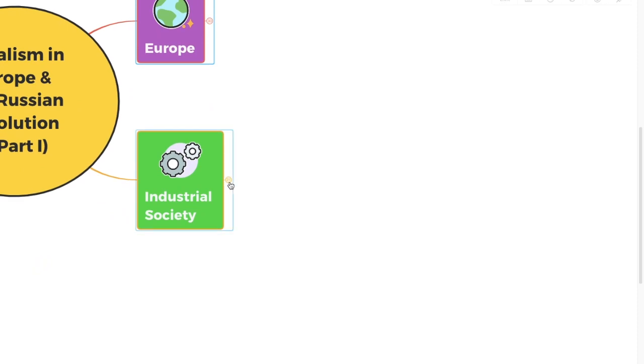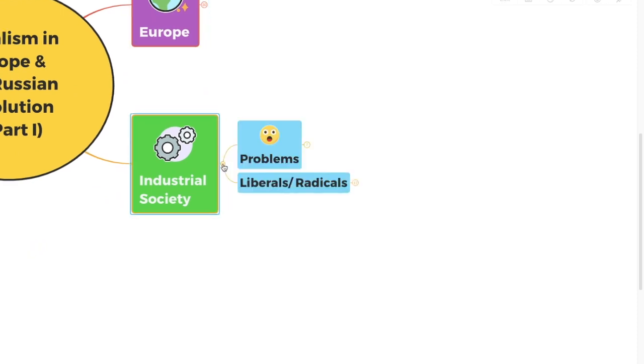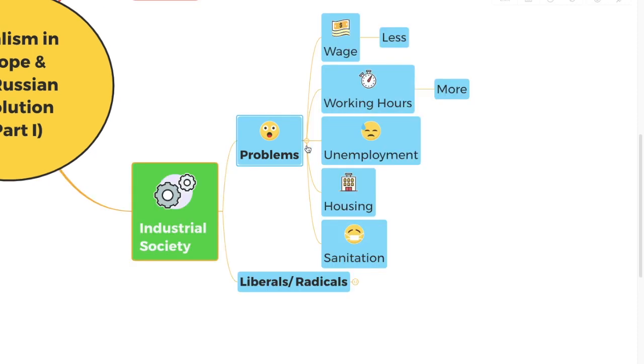Industrial society. New industrialized regions were developed, railways expanded, and the industrial revolution occurred. So what were the problems? Wages were less. Working hours were increasing day by day. Housing facility and sanitation was a big problem.